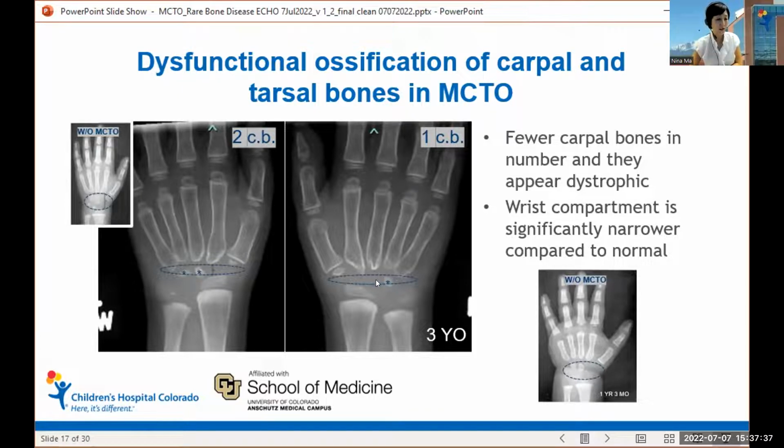And so this suggests that perhaps the cartilaginous template or preparation of that wrist joint is ill prepared for the eventual ossification of the carpal bones. And for comparison, the x-ray in the lower right here is that of a 1-year, 3-month-old child. And despite being younger, there's more significant room and space between the proximal metacarpals and the distal radius compared to the 3-year-old patient with MCTO.